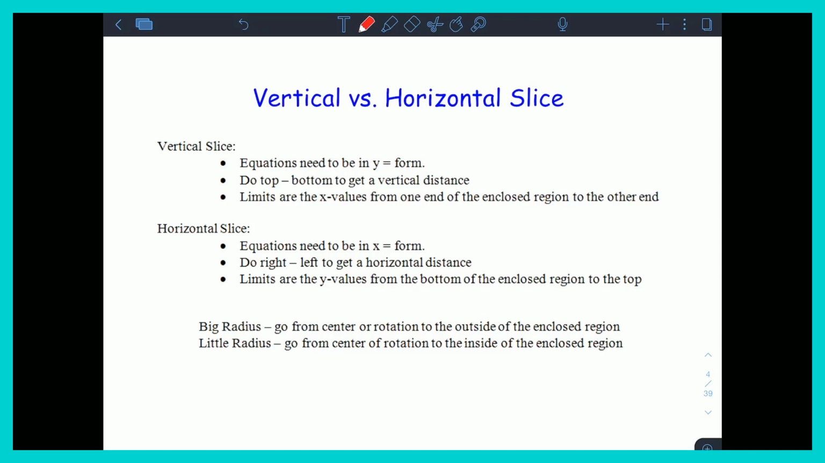These are just a couple of tips about a big radius and a little radius that will apply when we're talking about a washer. To get a big radius, you go from the center of rotation to the outside of the enclosed region. For the little radius, you go from the center of rotation to the inside of the enclosed region. I'll show a couple of pictures in a minute about what that means. I just wanted all the notes to be on one slide for you.